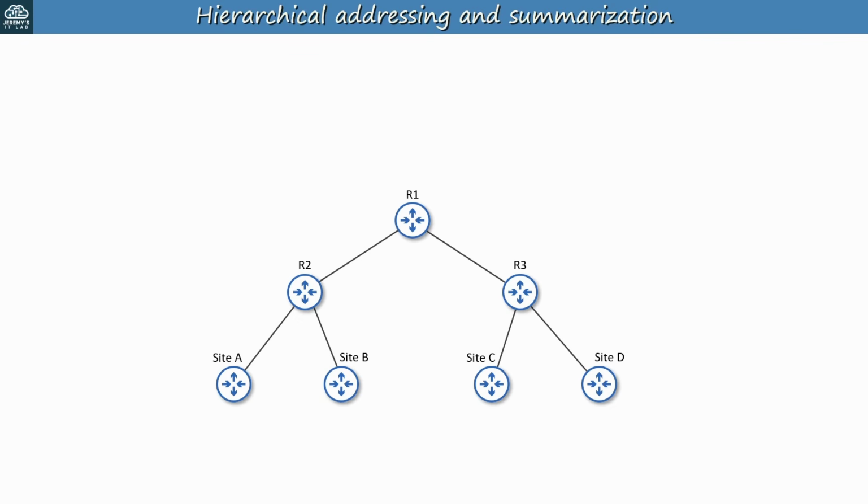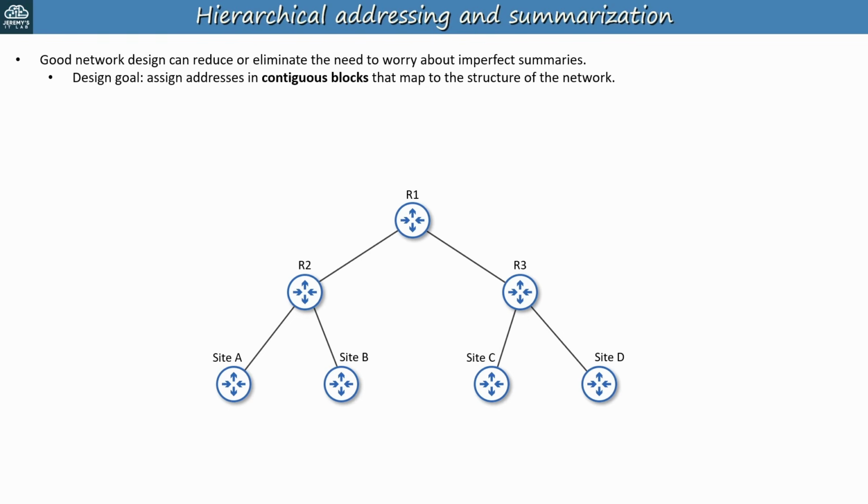Now let's talk a bit about designing networks with summarization in mind. This isn't a network design course, so let's keep it brief. Good network design can reduce or eliminate the need to worry about imperfect summaries. With good planning beforehand, you can effectively summarize at key points in the network without including unwanted addresses in those summaries by accident. Here's a design goal to enable that. Assign addresses in contiguous blocks that map to the structure of the network. Let's see what I mean by that.